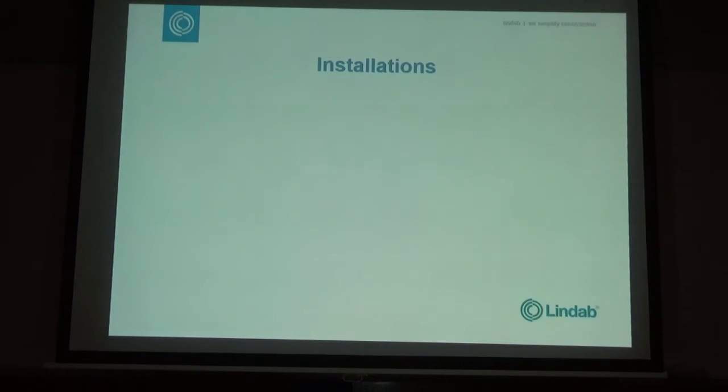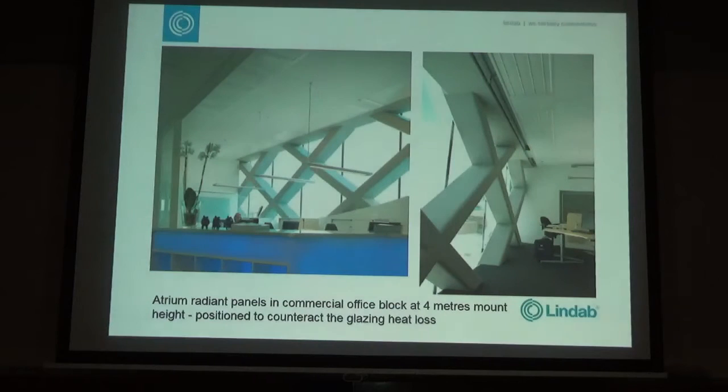Just got a few pictures of some installs, which aren't particularly exciting, but I'm sure you've seen a radiant panel in the ceiling before. This one's obviously taking care of the heat loss from the windows, so the radiant panel's right pressed against the window, to heat the window. And then there's nothing further out from there, so I do wonder how you're going to feel sitting here on that.